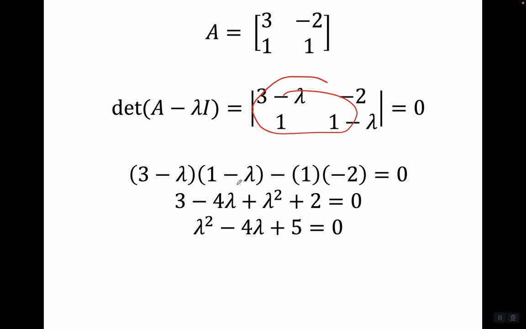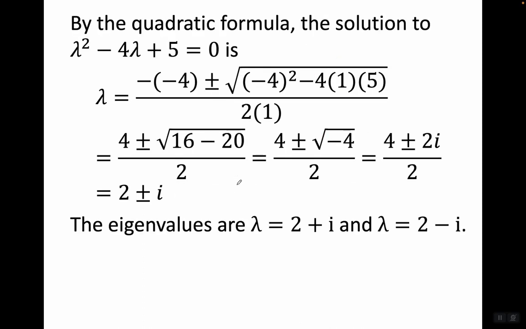That, unfortunately, doesn't factor nicely. So we use the quadratic formula. By the quadratic formula, the solution to lambda squared - 4 lambda + 5 = 0 is lambda equals the opposite of -4 plus or minus the square root of (-4) squared - 4 times 1 times 5, all over 2 times 1, which is 4 plus or minus root 16 - 20 over 2. That's 4 plus or minus the square root of -4 over 2. In other words, 4 plus or minus 2i over 2, or simply 2 plus or minus i. So the eigenvalues are lambda = 2 + i and lambda = 2 - i.